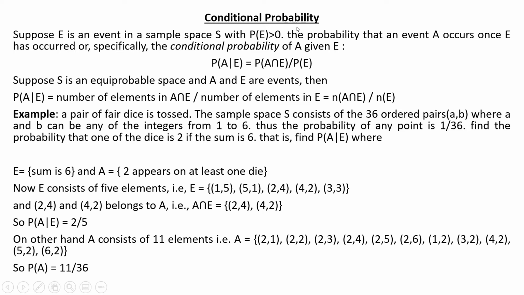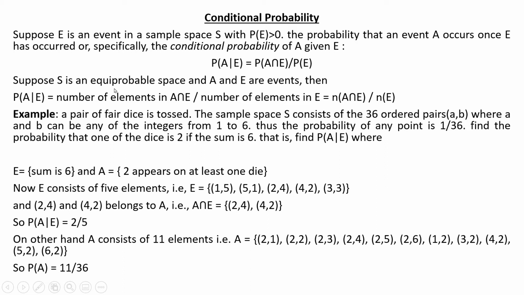According to conditional probability, suppose E is an event in a sample space S with probability of E greater than 0. That means probability of E is non-negative. The probability that an event A occurs once E has occurred, or specifically the conditional probability of A given E, is equal to probability of A intersection E divided by probability of E.